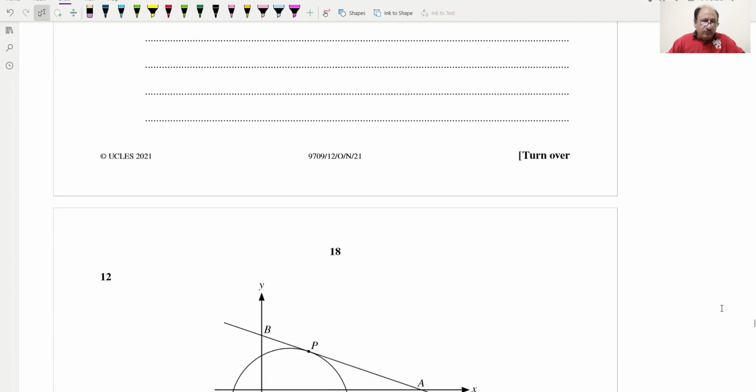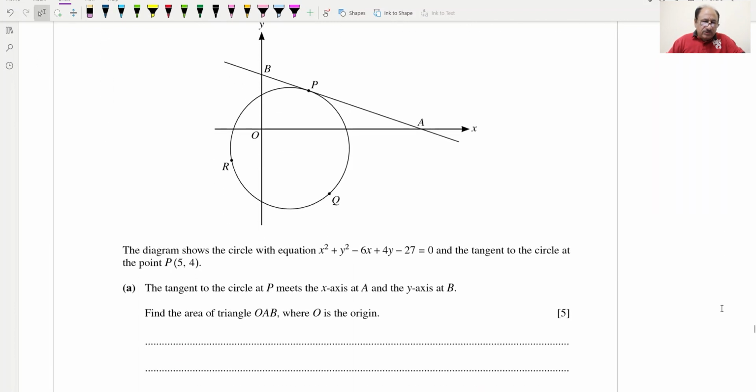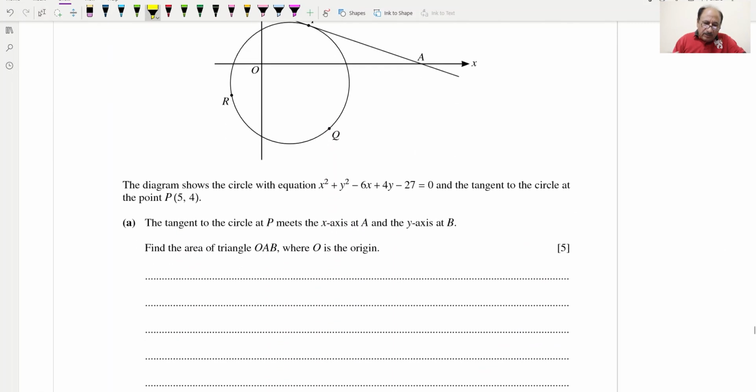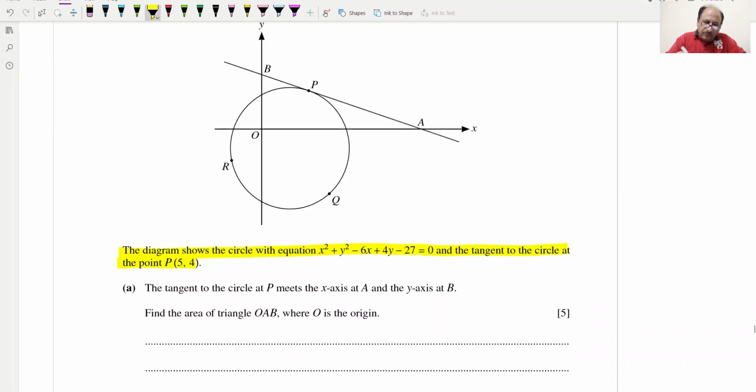Now we can move to question number 12, and the diagram is provided. It is basically a circle with a tangent. The circle equation is provided, and the tangent to the circle at the point 5 and 4. So the coordinates of this point are 5 and 4. This is the given information which we have transferred onto the diagram.